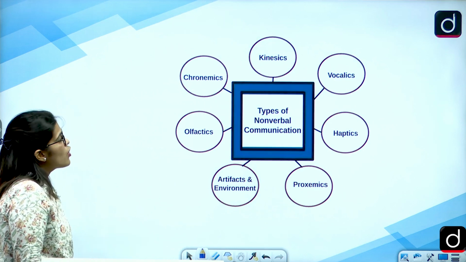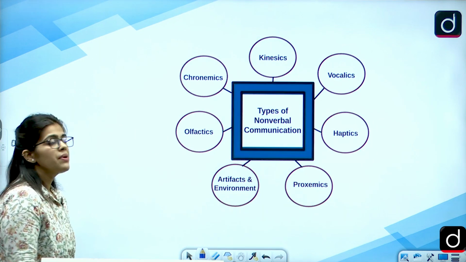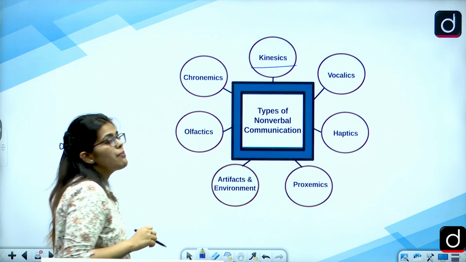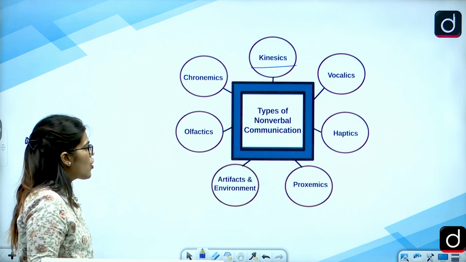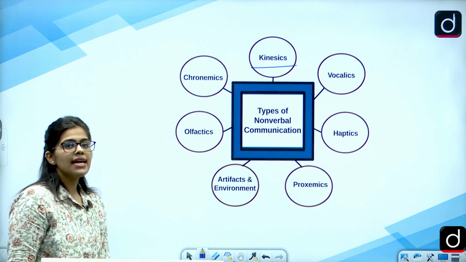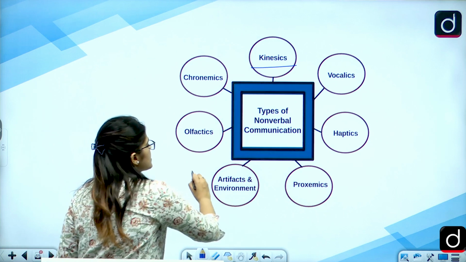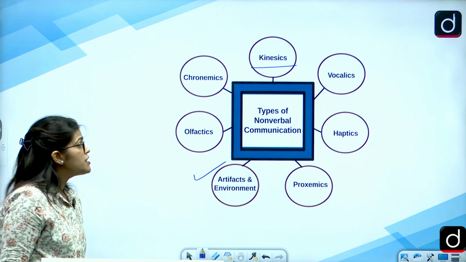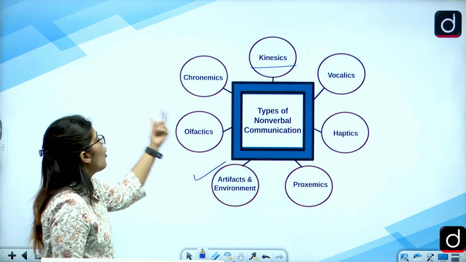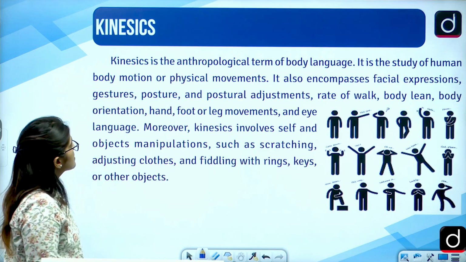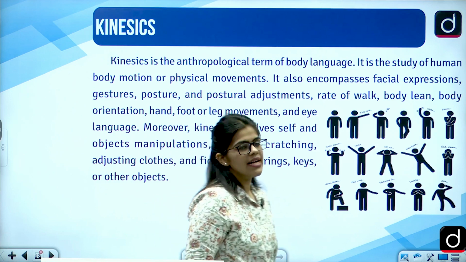Now the types of non-verbal communication. It can be kinesics, that is the study of your body. It can be vocalics, the way you are talking. Then it can be haptics, that is the study of touch. Proxemics, the study of space. It can be artifacts and the environment you are in. Then it can be olfactics and chronemics. Now we will discuss each of them slowly and steadily.